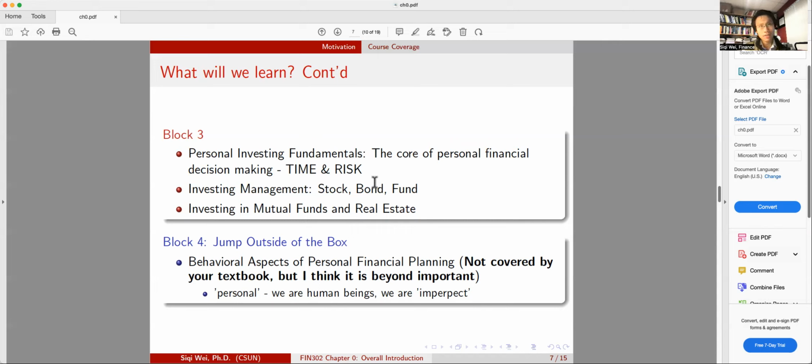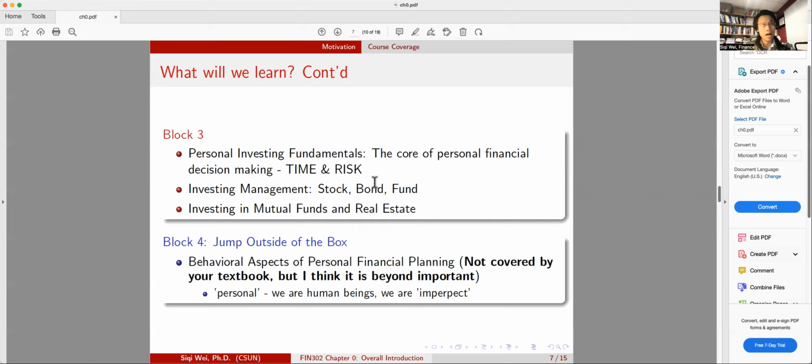So ironically, this topic is not covered by your textbook or traditional personal financial planning textbook, but I do think it's very important to incorporate this topic into this class because in the real world, like I mentioned, financial decisions at the end of the day are human decisions. But as human beings, we are imperfect, we are irrational. So many times our decisions could be driven by our human bias, such as overconfidence, confirmation bias, self-attribution, mental accounting. There are tons of biases out there which can easily navigate our financial decision to a completely wrong direction.